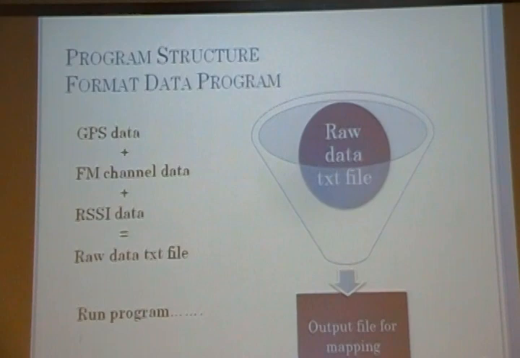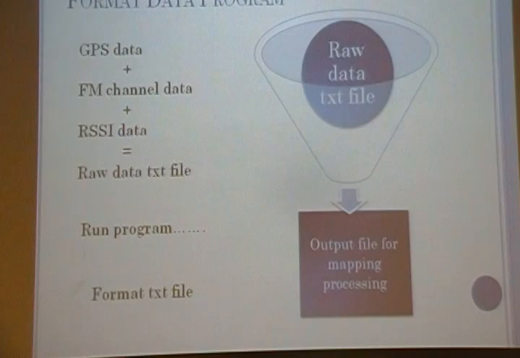Another program we created for this project formats those data to what mapping needs. As you can see, we have raw data from the first program. We run the program, and we get another formatted text data for the mapping. And as you can see, this is the formatted text data. It has everything for the mapping.